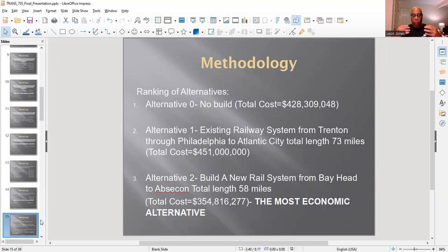Now, when we deal with any type of project, you want to find the best economic solution. So what I've come up with on this project is alternative two. And if you look at alternative two compared to alternative zero, I'm just going to round numbers off here, right around 74 million you're saving. And if you look at alternative two compared to alternative one, that's a savings of roughly $97 million.